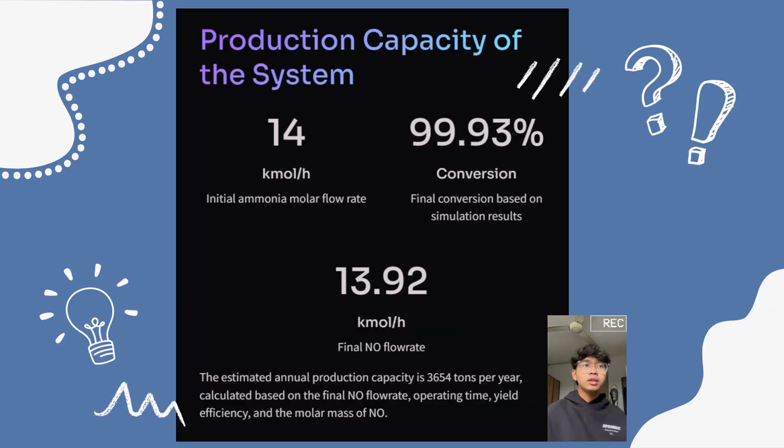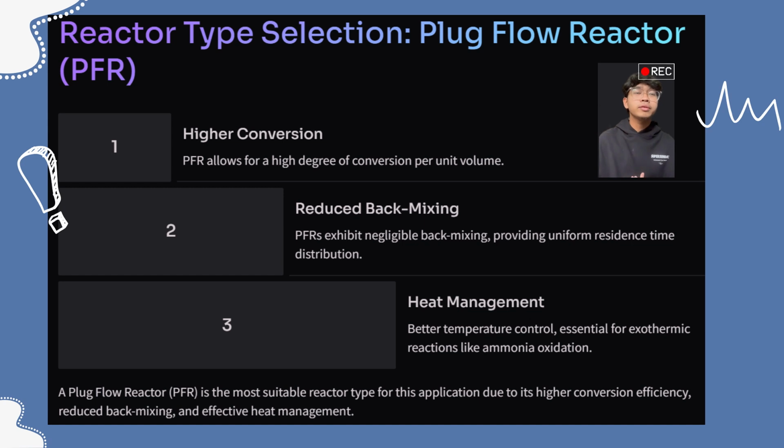Next, production capacity of the system. For the initial ammonia molar flow rate, that is 14 kmol per hour. And the final conversion based on simulation result is 99.93%. The final nitrogen oxide flow rate is 13.92 kmol per hour. And the estimated annual production capacity is 3,654 ton per year.